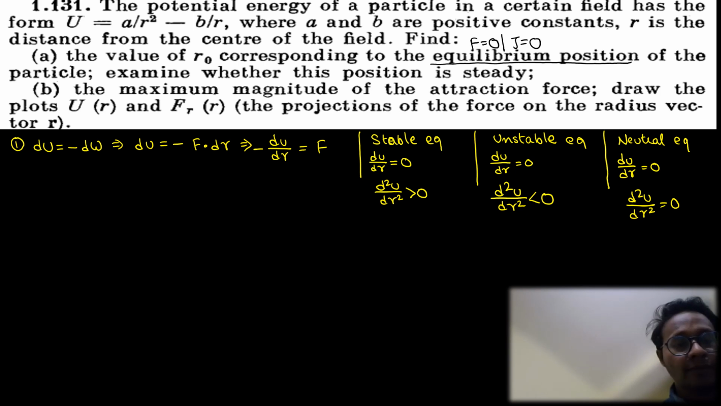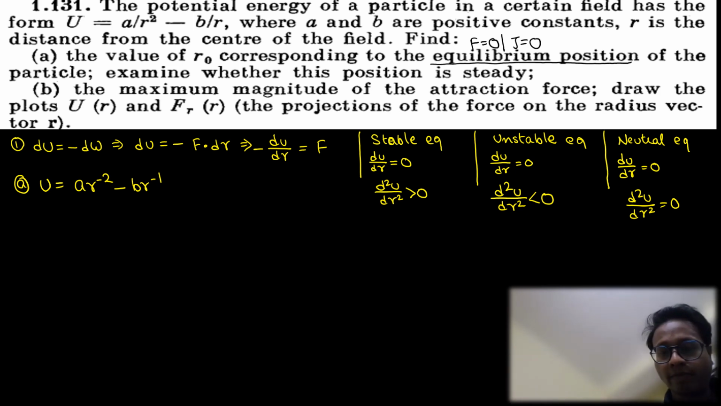In this question, potential energy is given as a function of displacement, a by r square minus b by r. Or I can write this as a r to the power minus 2 minus b r to the power minus 1. Now you have to find the value of r at which the net force is equal to 0, that means equilibrium happens. If I differentiate this entire term with respect to r, we get negative of force, which is equal to du by dr.